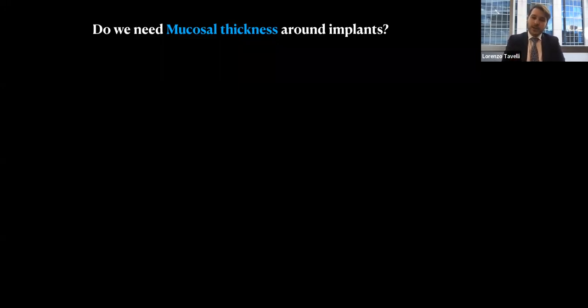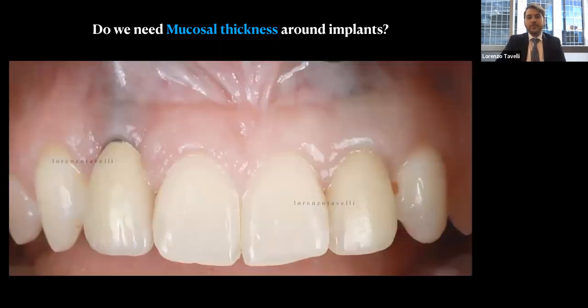The second question that I have, and I hope that we all agree at that point that we need keratinized and attached mucosa around dental implants. The second question that I have is: do we need to have a certain mucosal thickness around dental implants? Is that important? So here is a case of an implant soft tissue dehiscence.